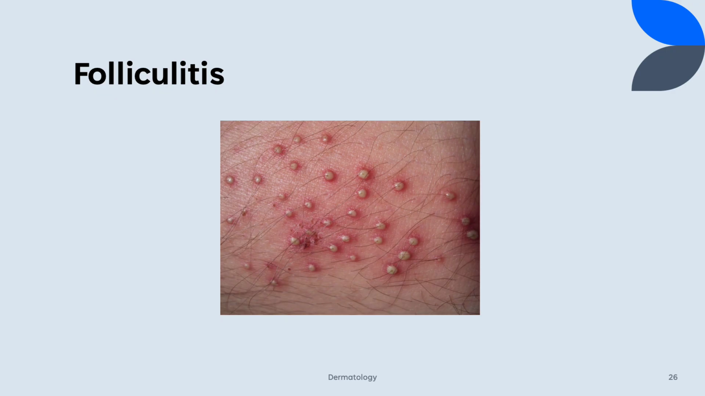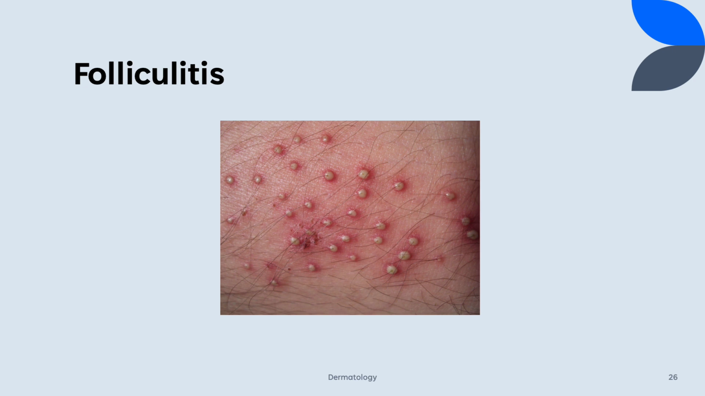Folliculitis is a common skin condition affecting the hair follicles. It's characterized by the inflammation of hair follicles, which leads to the development of red swollen bumps or pustules around the follicles. Folliculitis can arise from various factors, including bacterial infections, particularly from Staph aureus, fungal infections, irritation from shaving, or blockage of hair follicles due to dead skin or oils.